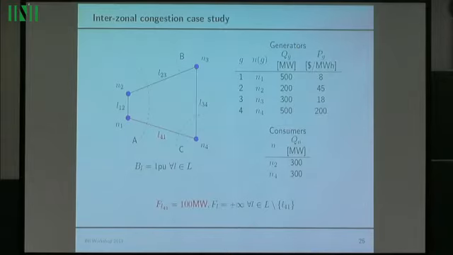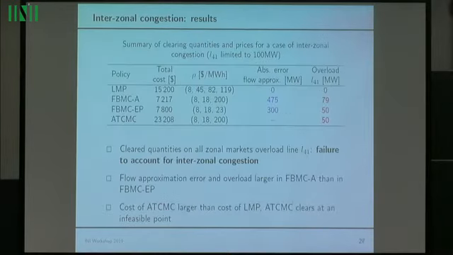So this is the 4-node example that you saw earlier. We have generators at all locations and consumers at locations 2 and 4. And we're going to do 2 investigations. The first is on congestion between countries or between zones, but we're going to look at what happens on lines between zones and within zones.